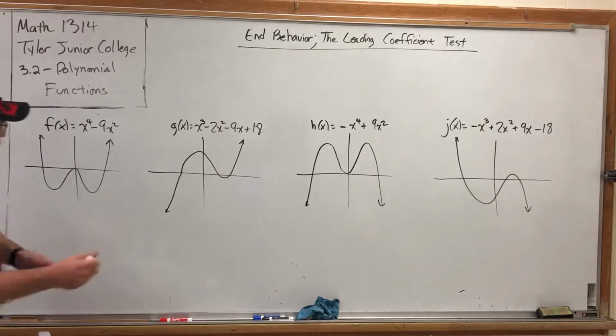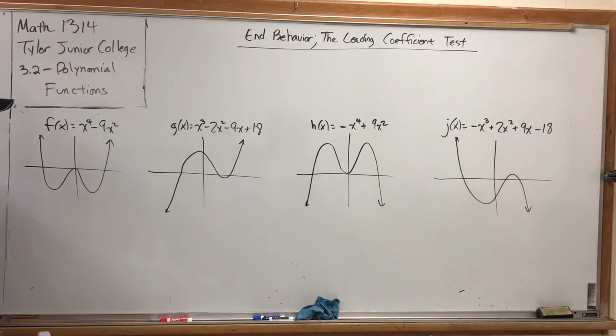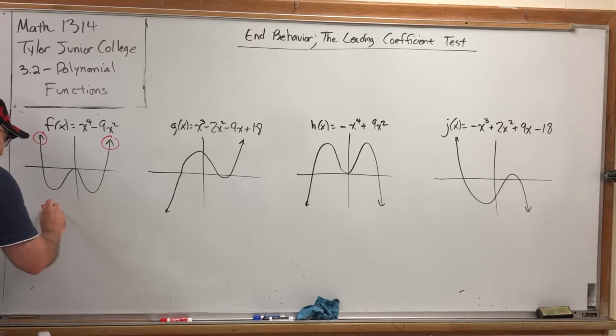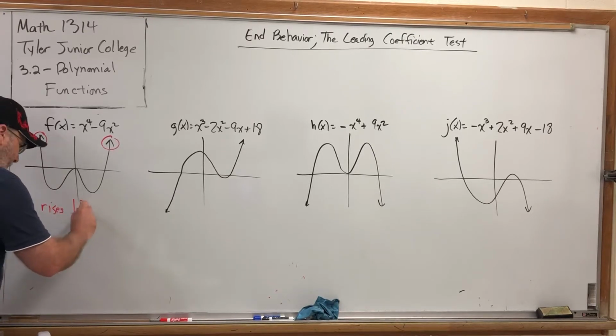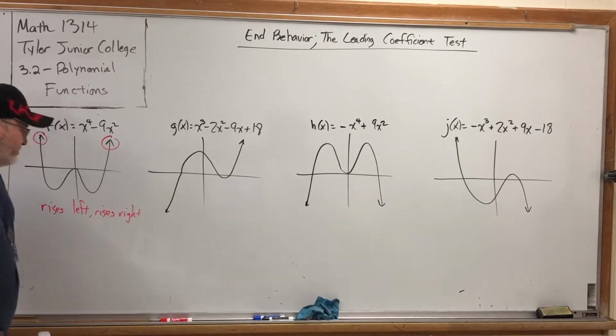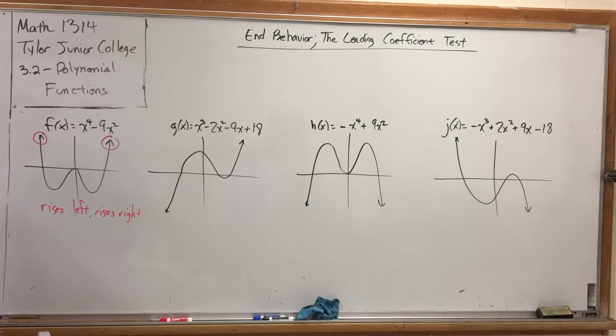For example, for this first graph, f of x equals x to the 4th minus 9x squared, whose graph I've roughly sketched here, we could say that it rises left and rises right. Now I take a little issue with saying that this graph is rising on the left because it's actually decreasing coming in. So keep in mind that we're not reading the graph left to right like we normally do when we're describing the ends. We're just simply saying the directions that they're pointing. So even though this graph begins by decreasing, we say that it rises on the left.